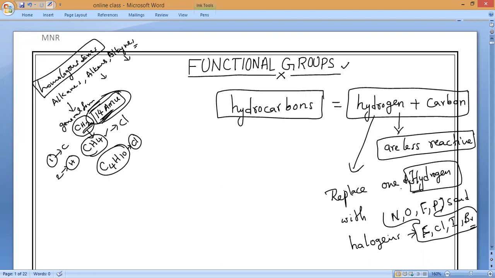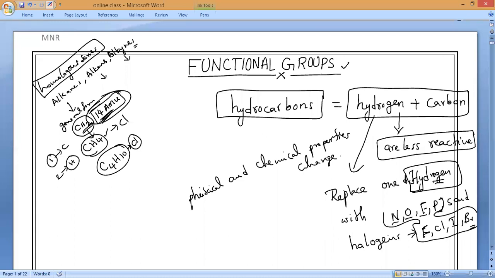So whenever I replace the hydrogen with nitrogen, oxygen, fluorine, chlorine, phosphorus, sulfur, then immediately the physical properties as well as chemical properties will change. Do you understand, everybody? Properties will change, and the reactivity will be higher. So that is what will happen.